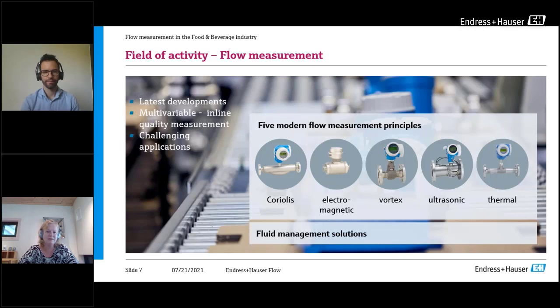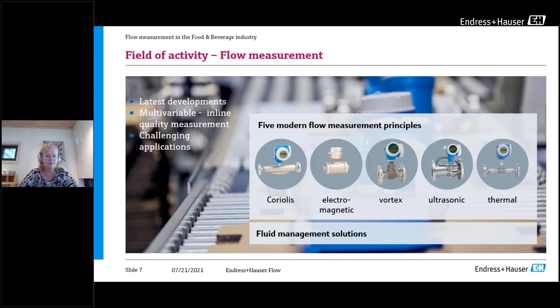Thank you, Ronen. I'm happy to see that there's a bit of a mixed group. Therefore, I'll give a more general overview of different flow instruments, and then later on today we will go a little bit more in depth on some new developments, and also talk a little bit about inline quality with flow measurements, so multi-variable, and some specific topics around challenges in applications.